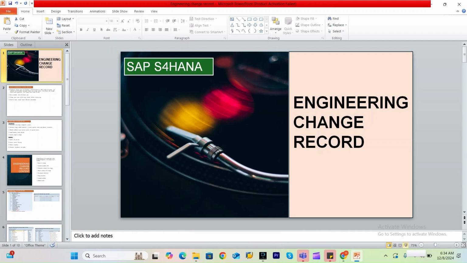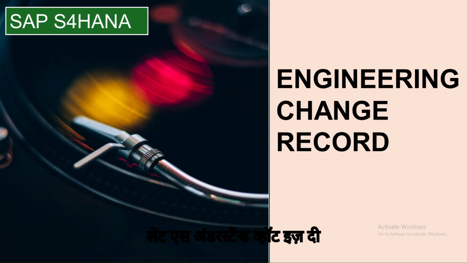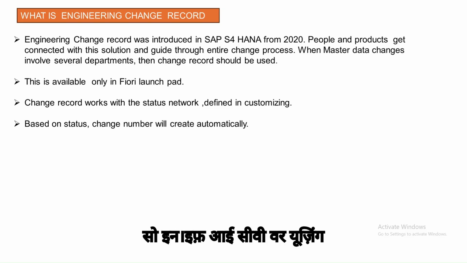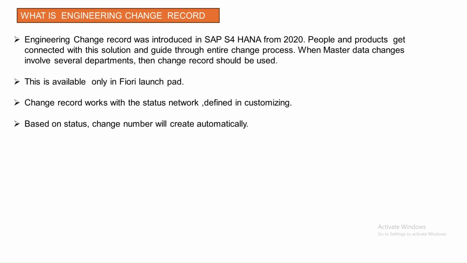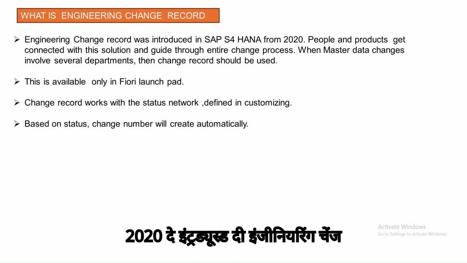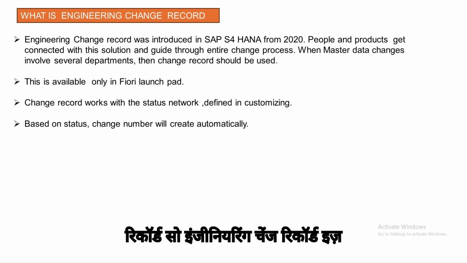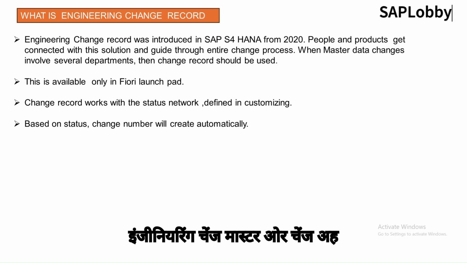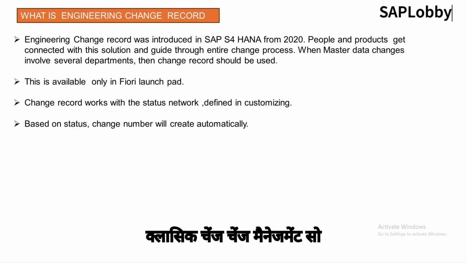So first, let's understand what the engineering change record is. In ECC, we were using the engineering change master to do any kind of change management. But in S/4HANA from 2020, they introduced the engineering change record. So the engineering change record is one step ahead of the engineering change master, or classic change management.